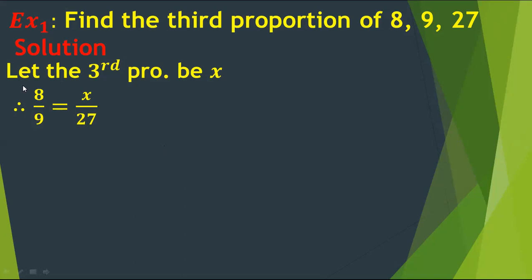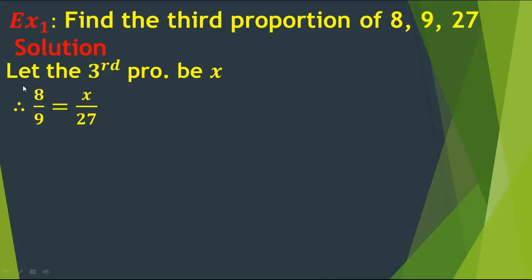The first step: let the missed proportion be x. Here, I want to find the third, so let the third proportion be x. And we also said if A, B, C, D are in proportion, that means A over B equals C over D. Exactly, we use this rule here.